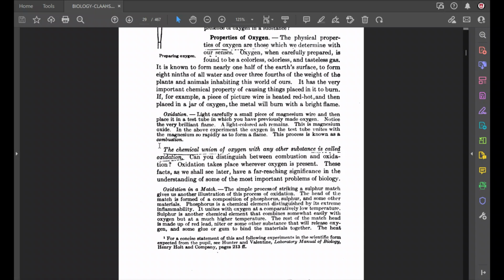Phosphorus is a chemical element distinguished by its extreme inflammability. That means it doesn't burn. Phosphorus doesn't burn. It unites with oxygen at a low temperature. Sulfur is another chemical that combines easily with oxygen, but at a much higher temperature. The rest of the match head is made up of red lead, and this might refer to a different kind of match, or some other substance that will release oxygen, and some glue or gum to bind the materials together.